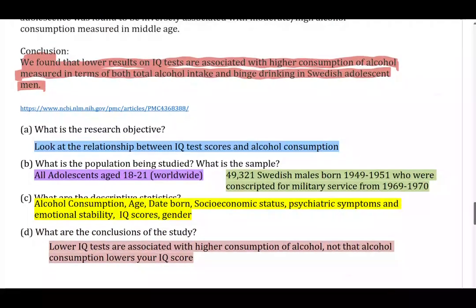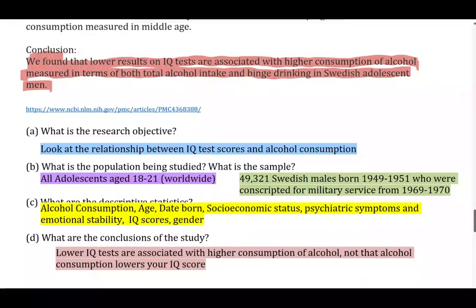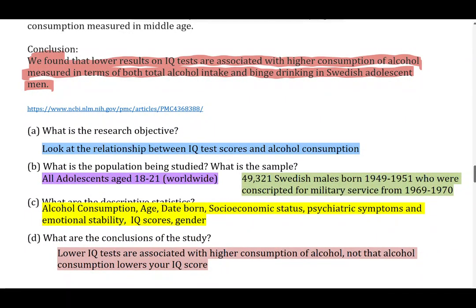What were the descriptive statistics? Well, this is anything that is described in the study. In this case, it's the alcohol consumption, the age, the date born, the socioeconomic status, the psychiatric symptoms, and emotional stability, IQ scores, and gender.